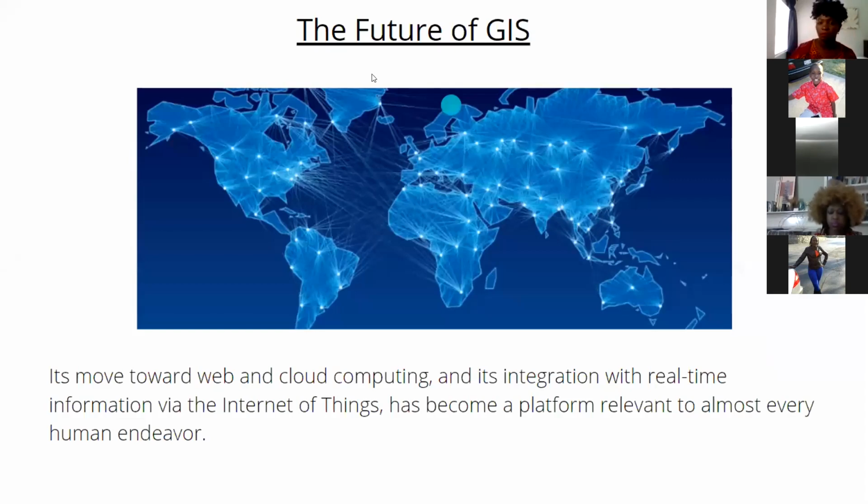As we move towards web and cloud computing, we see that its integration with real-time information via the Internet of Things has become a platform relevant to almost every human endeavor. At this point, I believe that all of us have come into contact with Google Maps or GPS, and you can't go anywhere without them. You are able to print out a map that can take you from here to Boston, thousands of miles away, and you are able to drive from here to there without having to talk to anyone. The GIS is the platform, and the GPS is what is taking us to the next level.